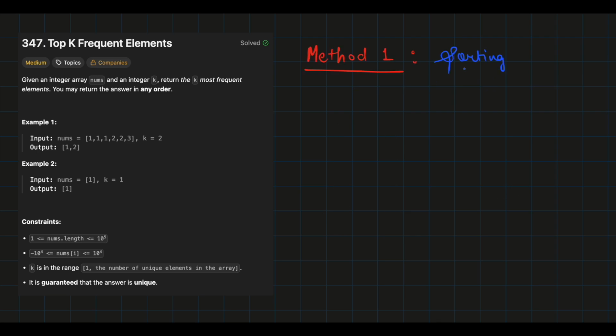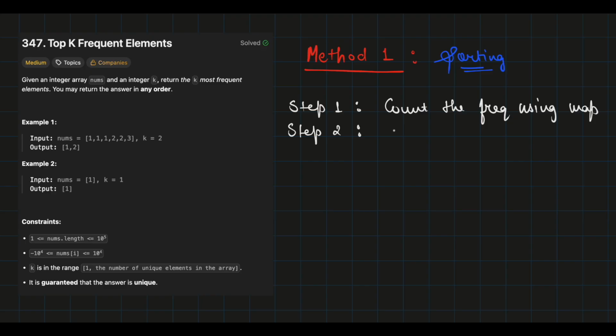So our first method will be sorting. So step 1 will be to count the frequency of every element. We can use a map data structure here to count the frequency of every element and then store it. So now what we need to do is to sort this, but there is no inbuilt function in map to sort any elements. So what we will do is create a pair of int comma int that will be stored inside a vector.